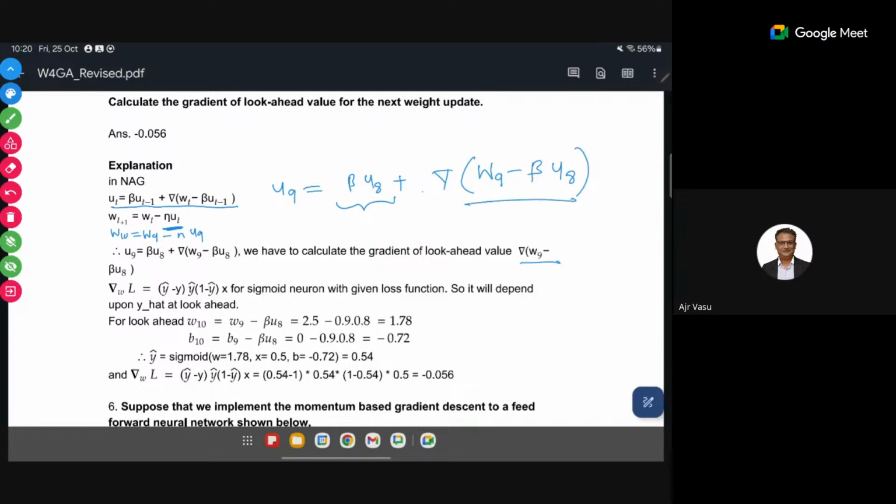No, that is the look ahead, right? W9 minus beta U8 is the look ahead, right? But see, look ahead is here because this is history. I moved by that much. This is my history, right? So here I'm taking gradients. I think that is a mistake here. No, sir, last time you said this is the look ahead. I'm going forward, looking there and then taking gradients. That's how it is.